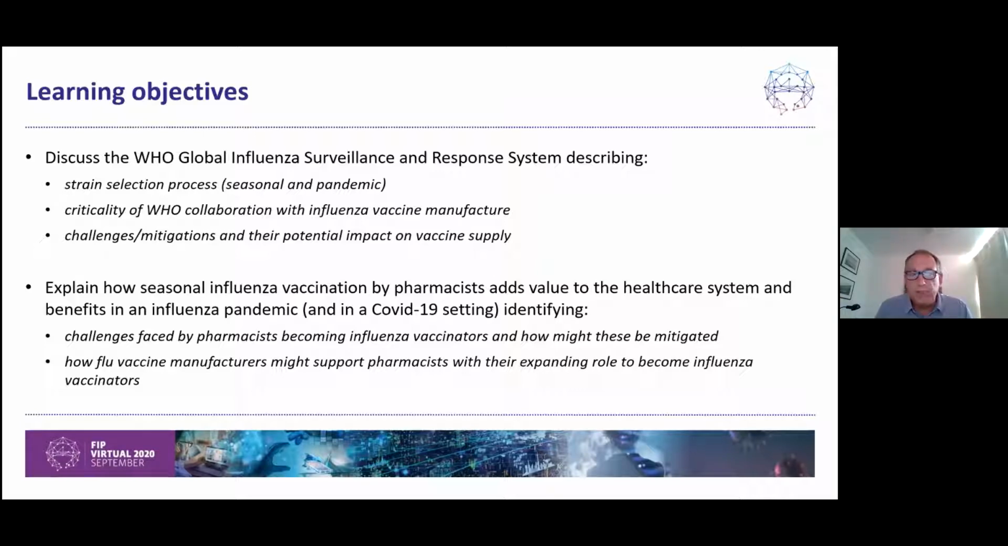The other part of this presentation is largely to explain how seasonal influenza vaccination can be delivered by pharmacists and how that adds value to healthcare systems and benefits, particularly in an influenza pandemic, but also in a COVID-19 setting. We can't forget the looming Northern Hemisphere winter that's coming upon us quite quickly in a COVID setting, as it were. So this breaks out two of the topics I'm going to cover today.